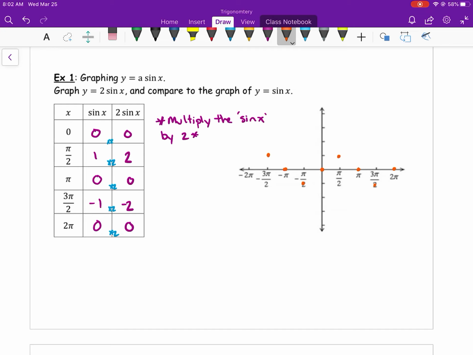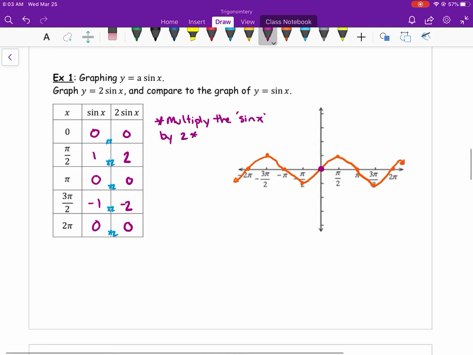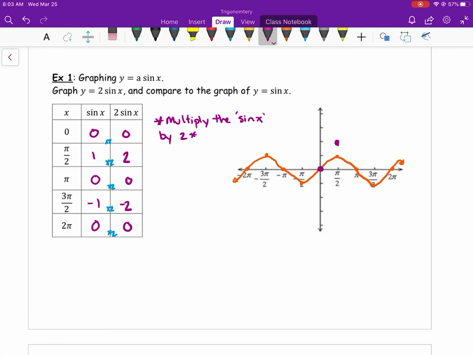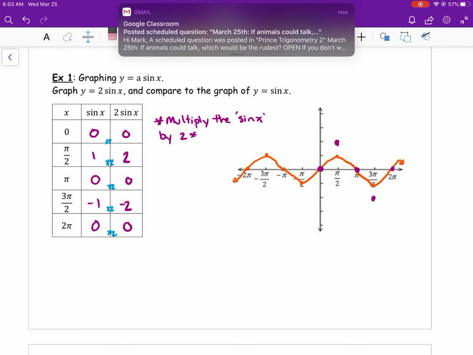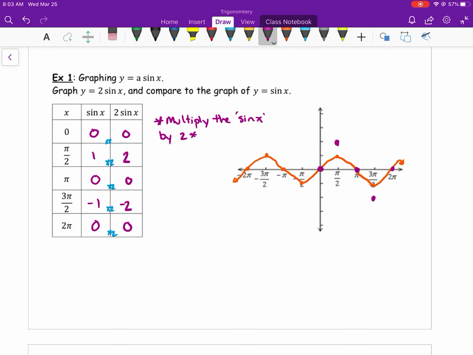Alright, it's just going up and down, 1 unit up, 1 unit down, and it kind of repeats like that. Now, for the new one. So we still start at 0, 0, but instead of going up 1 unit, we're going to come up 2 units. We're going to come back down 2 units. We're going to come down 2 more units. And then we'll start by coming up 2 units.